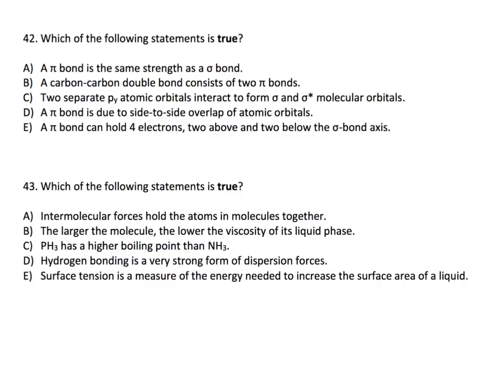Some true-false questions. Question 42 says, which of the following is true? A, a pi bond is the same strength as a sigma bond, is false. Sigma bonds are stronger, because end-to-end overlap leads to better, more effective overlap, which leads to a stronger bond. B, a carbon-carbon double bond consists of 2 pi bonds. That's false. A double bond between 2 carbons is a sigma and a pi.